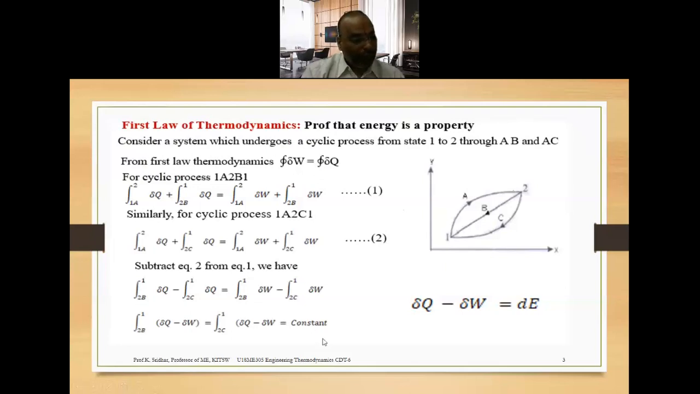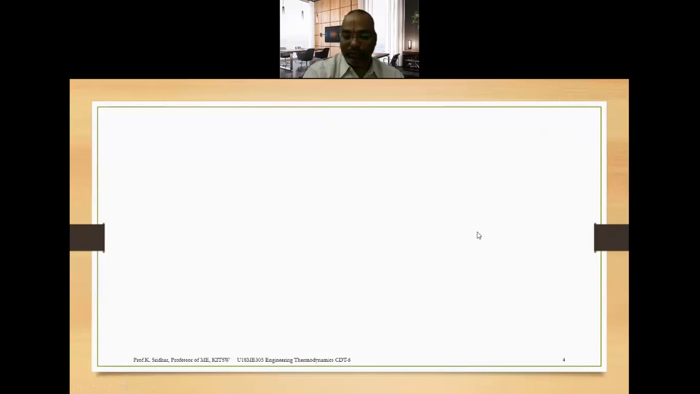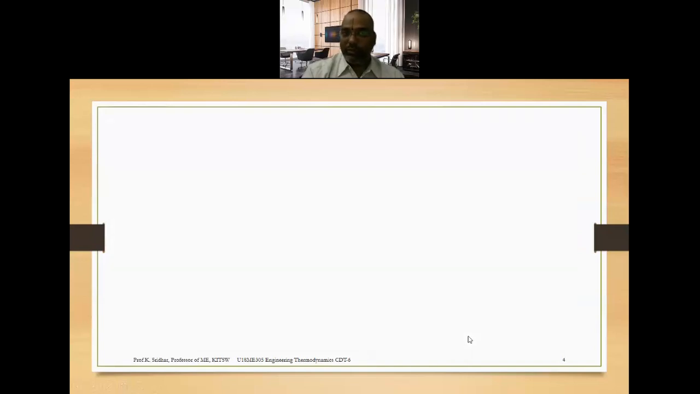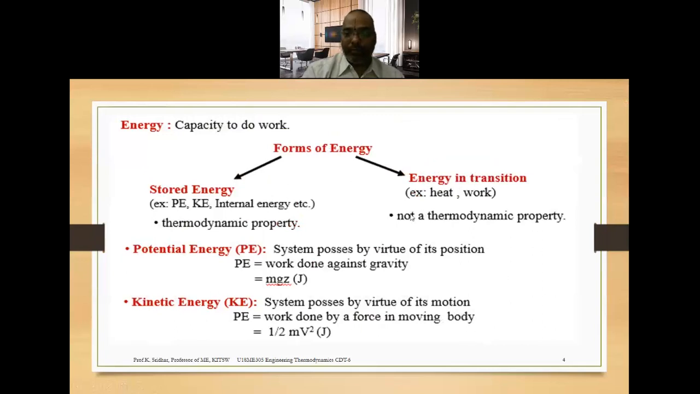Going through the derivation, first we consider the first process 1A2B1. For 1A2B1, we can write the cyclic integral of delta Q and the cyclic integral of delta W. Similarly, 1A2C1 is another cyclic process, because cyclic process is nothing but the initial state being restored back along a different path, not along the same path. Here you can see it is restoring back along this particular path, that is 1A2C1. When you subtract equation 2 and equation 1, we get the difference, which is a constant. That constant we name dE, the total energy of a system. So now we can say that energy is a property of a system.